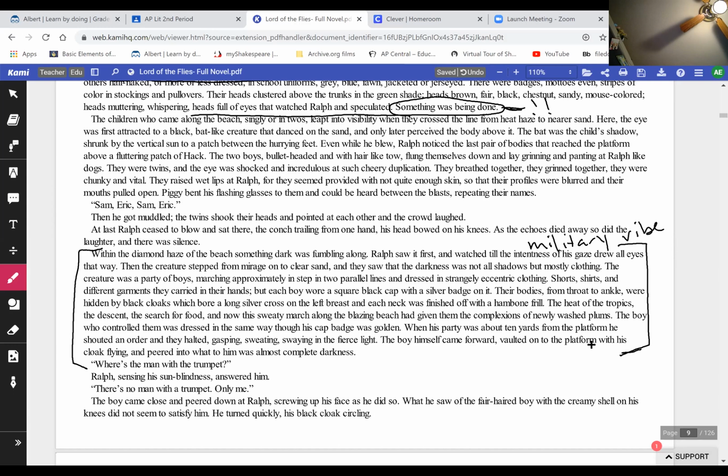And if you look at all of these descriptions here, there's a lot of stuff talking about black. They're wearing very dark clothes, black cloaks. Look at the words here, all the negative stuff. I don't know if halting is negative, but blazing beach, all of these really negative words, these connotations that come in here when we meet Jack.